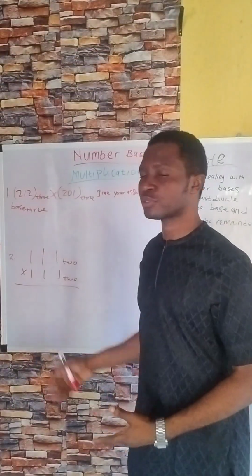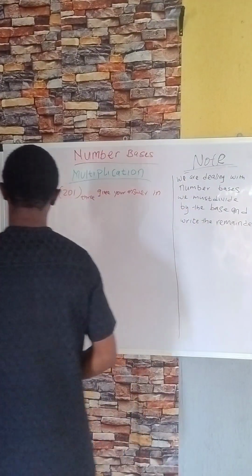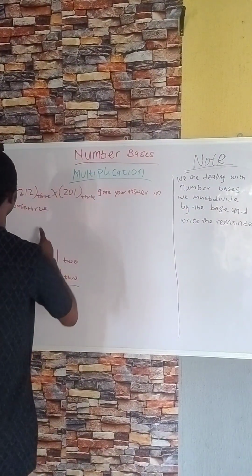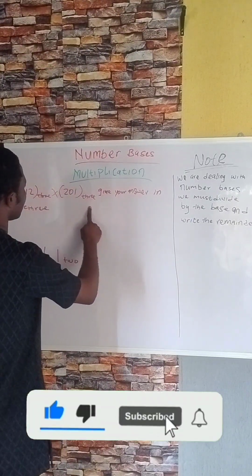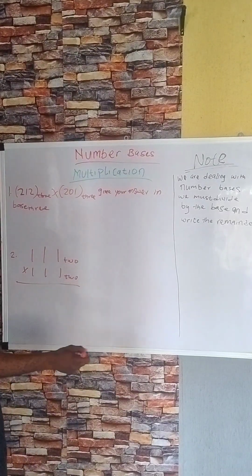For our multiplication, we have 2 examples. Because of want of space, let's work with these 2 examples. Our first example says 212 base 3 multiplied by 201 base 3. Give your answer in base 3. So let's work it out here.